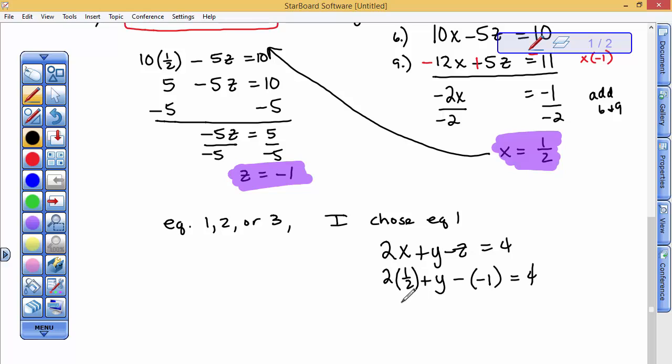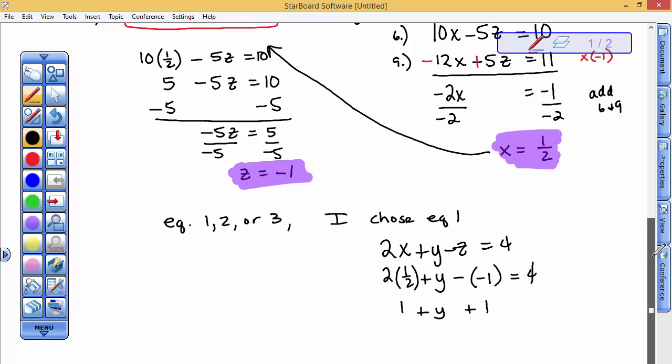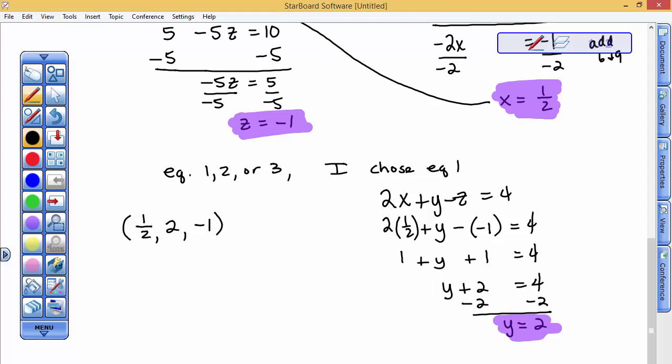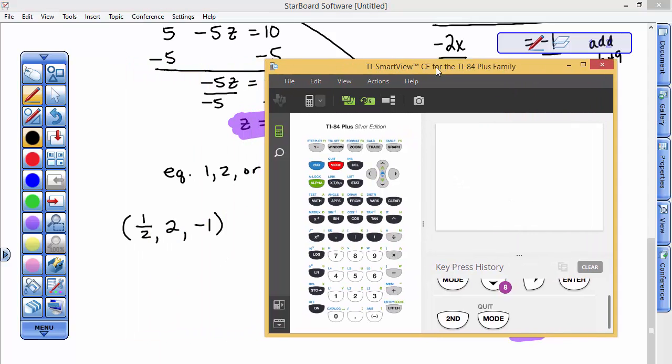So over here, 2 times a half is 1, and then here I'm going to add 1, the minus a negative. So on the left side of this statement, I have y plus 2 equals 4, and then I'm going to subtract 2 from both sides of this equation, and I finally get y is equal to 2. We often write this as an ordered triple in alphabetical order, the x value, the y value, and the z value.